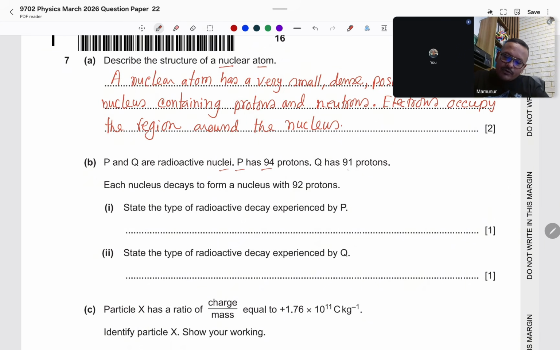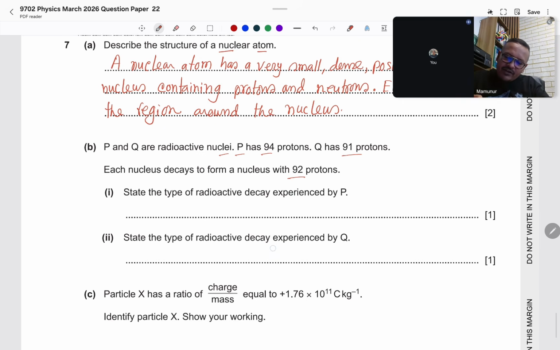P and Q are radioactive nuclei. P has 94 protons, Q has 91 protons. Each nucleus decays to form a nucleus with 92 protons. State the type of radioactive decay experienced by P. P has 94 protons, going to 92 protons means 2 protons decrease, so definitely alpha decay. For alpha decay, the atomic number decreases by 2 and the mass number decreases by 4. Simple.